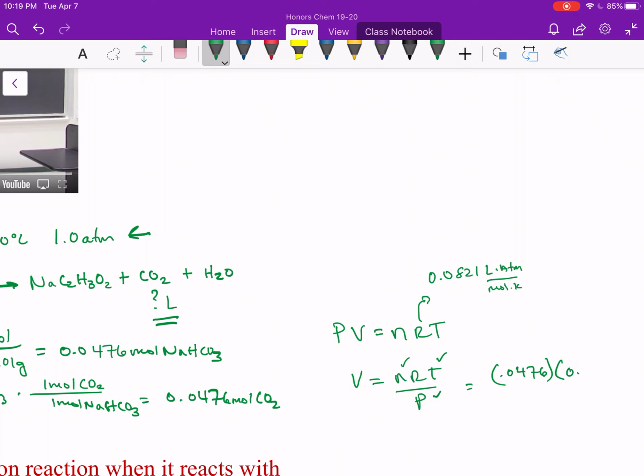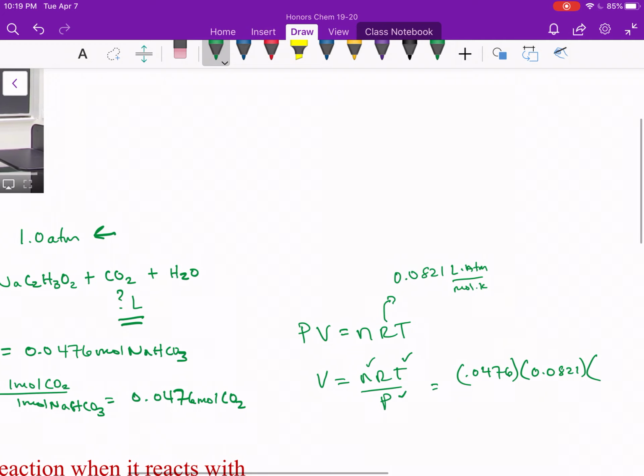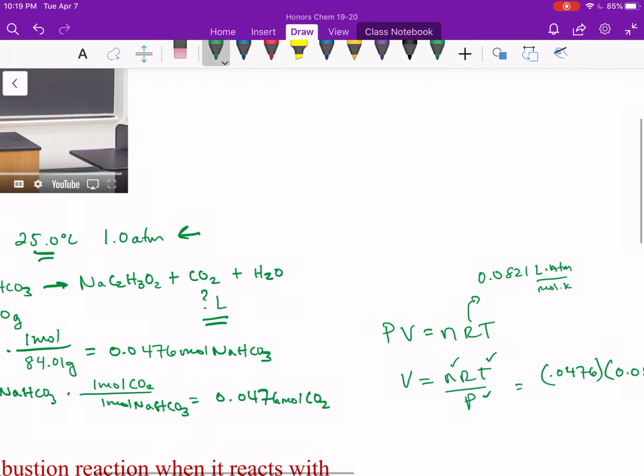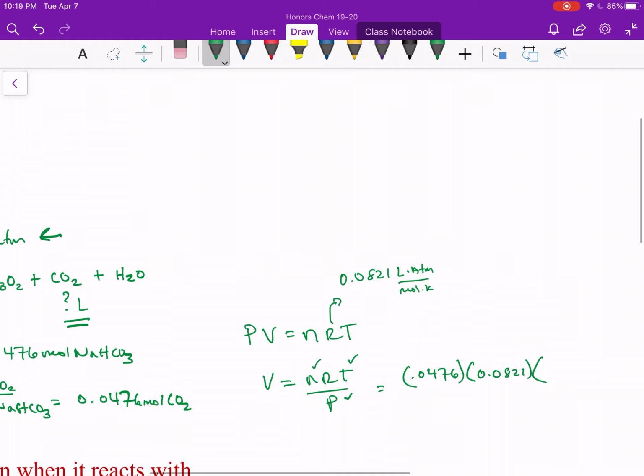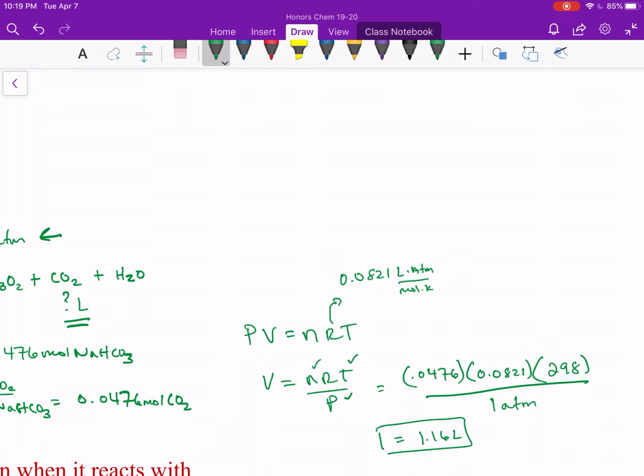Times our 0.0821, which is R, times our temperature. Remember, our temperature needs to be in Kelvin. So if we were at 25 degrees here, we need to be in Kelvin at 298. And that's all going to be divided by 1 ATM. And so if we look at that, the answer would be 1.16 liters. So in theory, that balloon would be 1.16 liters.